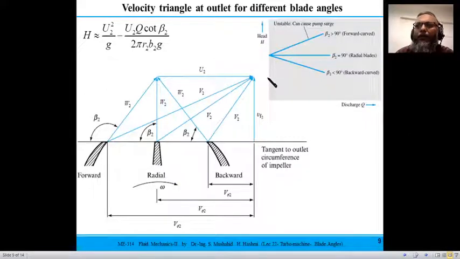So this would be a typical velocity diagram at the outlet. If your blade angle is a forward blade angle, it means greater than 90. So this is a tangent line, and your relative velocity makes an angle greater than 90 degrees. That would be the construction of the forward curve blades. And in the radial curve blades, this beta 2 is a 90-degree angle. And in a backward curve blade, this relative velocity makes an angle of less than 90 degrees. So that would be called the backward blade angle.